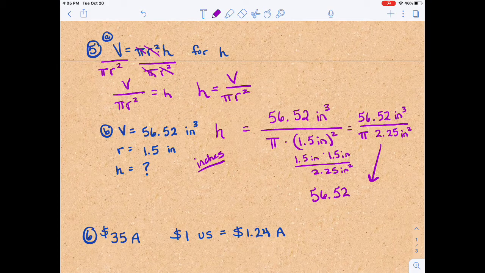56.52 inches cubed means this: inches times inches times inches. Did you know that? The exponent here does the same thing it would do on a number, and we get inches times inches times inches. That gives us our 3-dimensional volume over pi, no unit on pi, times 2.25, and inches squared means this, inches times inches. That's an area, and that's a two-dimensional unit.